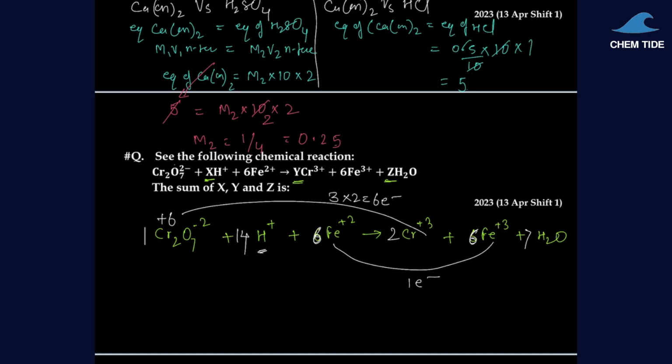So we have X plus Y plus Z. X becomes 14, Y becomes 2, and Z is 7. So the total becomes how much? 23. That should be the answer.